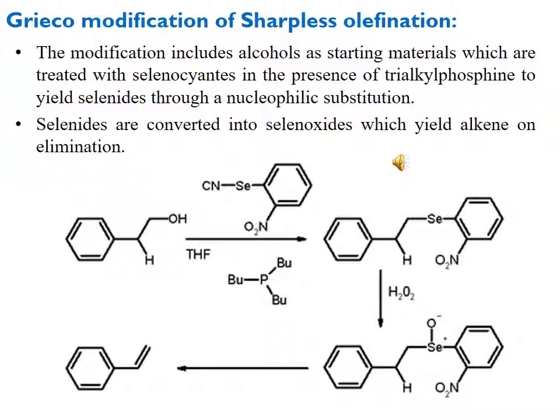That is, in one step we get the selenide, which is obtained in two steps in the case of the Sharpless olefination reaction. The remaining steps are just similar to the basic Sharpless olefination reaction: the prepared selenides are converted into selenoxides through oxidizing agents, and then the selenoxide is converted into alkene through a cyclic transition state.